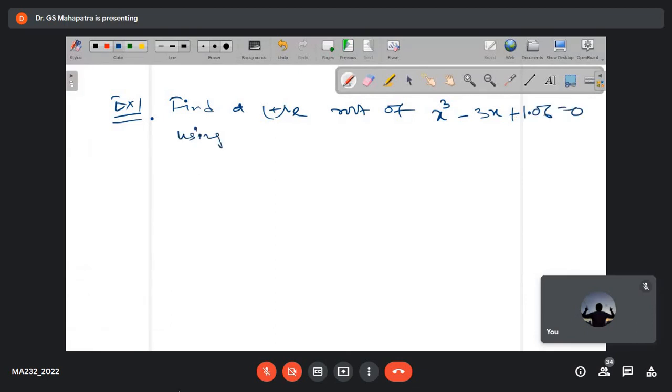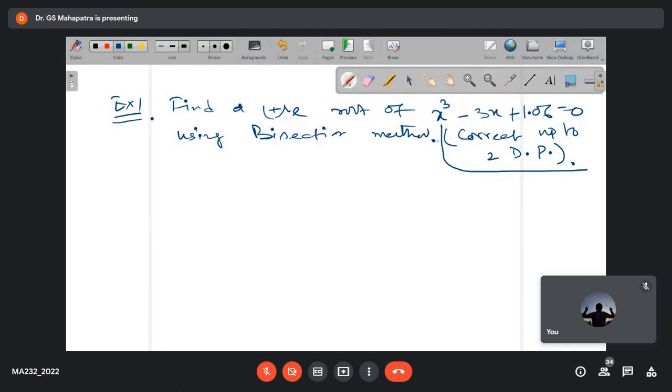using bisection method. Using bisection method. Okay, up to this one is fine. Correct up to 2 decimal places. This part till now I have not discussed. I will discuss it considering this problem. Now, let f of x equal x cube minus 3x plus 1.06.